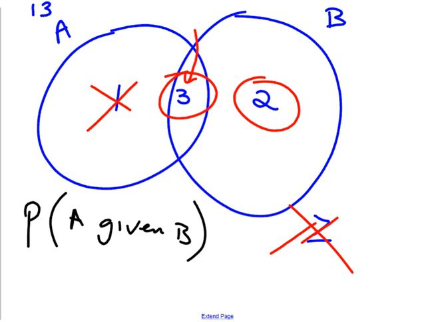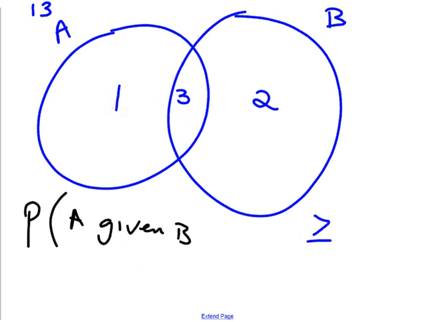It wasn't possible. Okay, so then it's just 3 out of, and how many were there? 3 plus 2 is 5. 3 out of 5. Raise your hand if you had that one right. Okay, good. Let's try one more with the given and the Venn diagram.